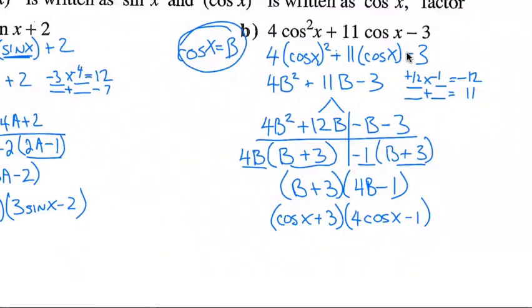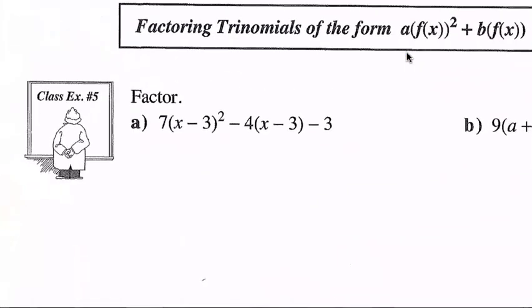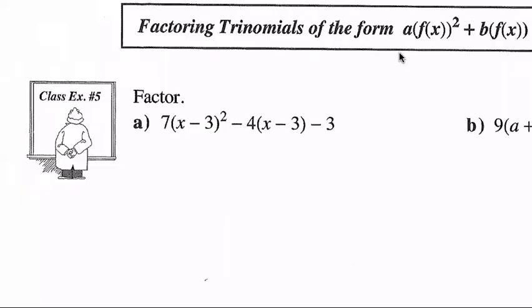Okay, moving on to example 5. At the end of some of these factoring questions, there is one last little step. So we're always doing that last step of looking for other factors. There may also be a last step of simplifying what's in the brackets.